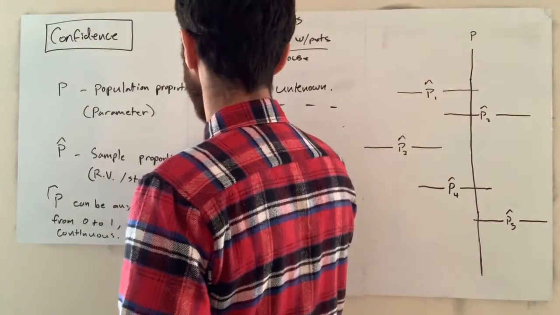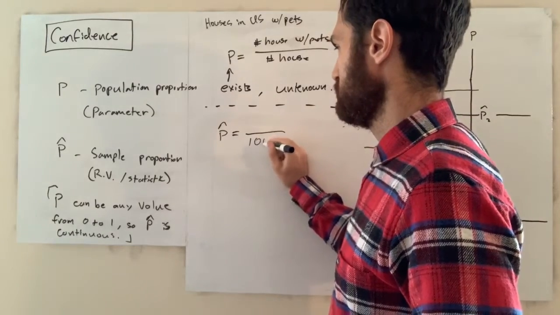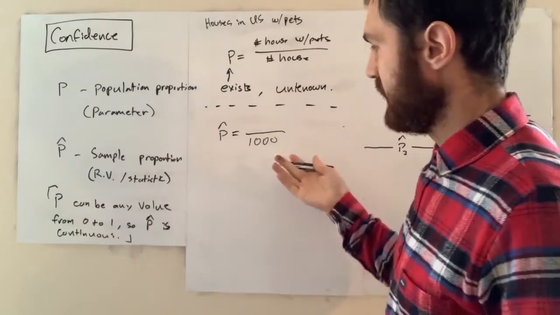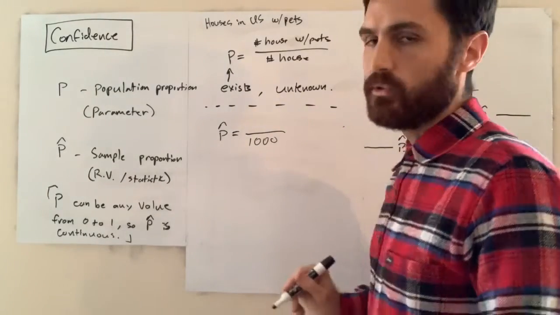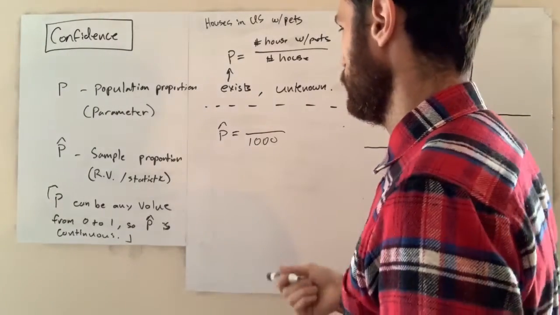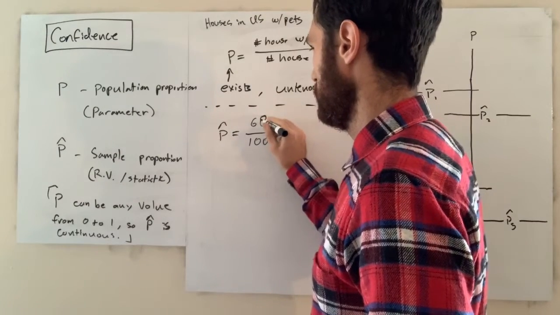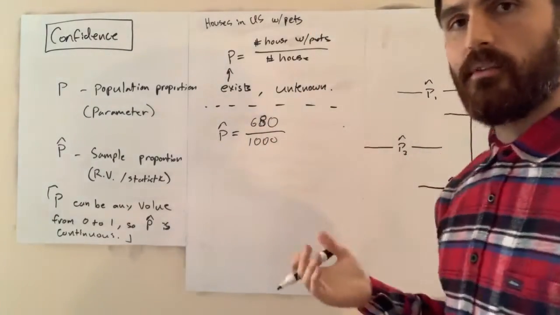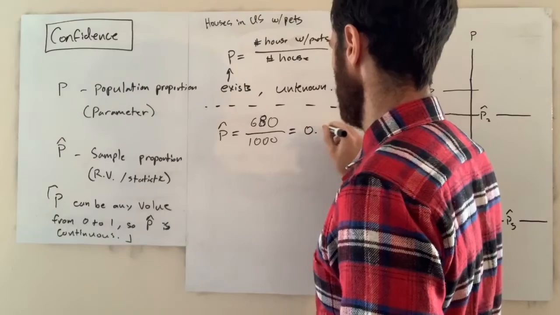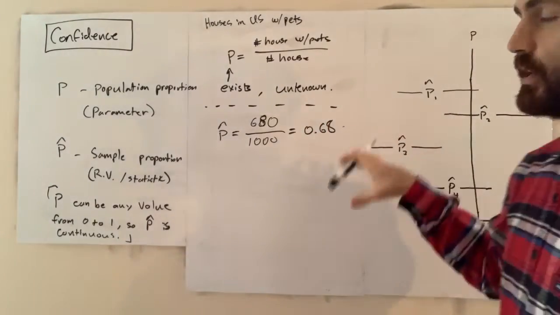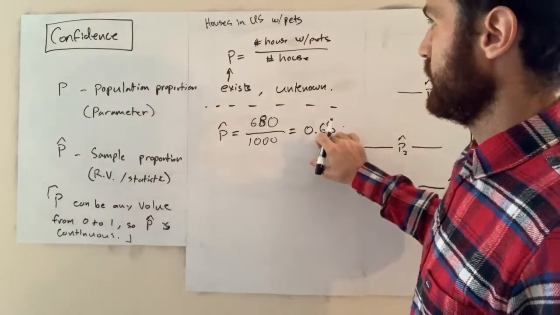Well, we're going to take a sample. We're going to interview 1,000 households. That seems more reasonable than millions of households. And suppose that once we interview them, maybe it's just a questionnaire, 680 of them say, yeah, we have a pet. Then our sample proportion is just going to be 0.68. So that's going to be our guess. Now, how confident are we that our guess was correct?